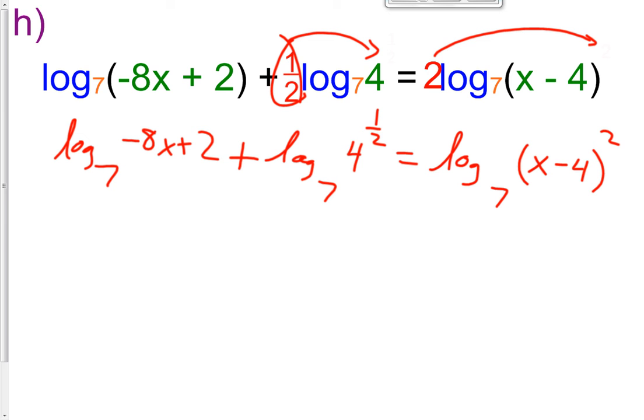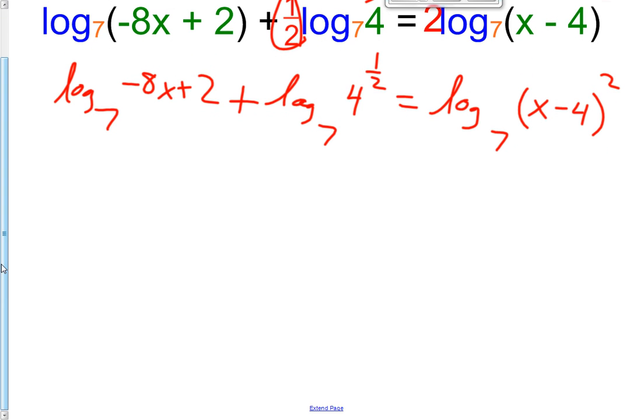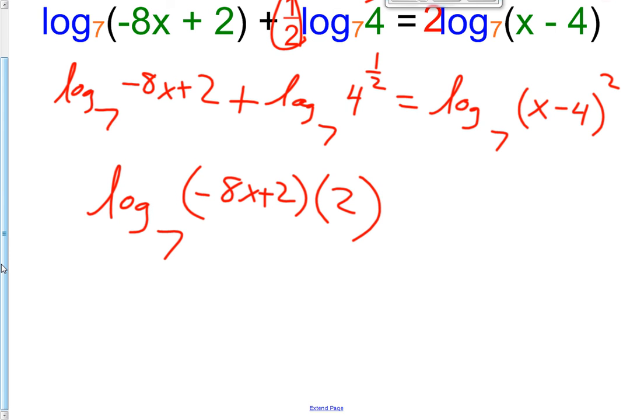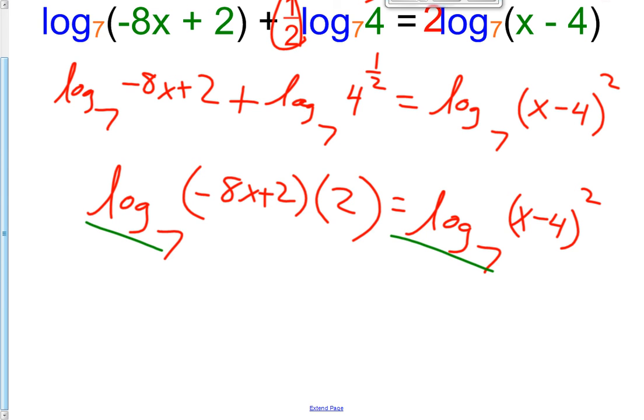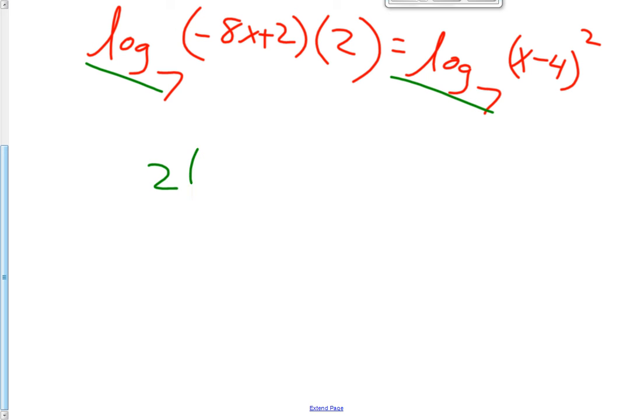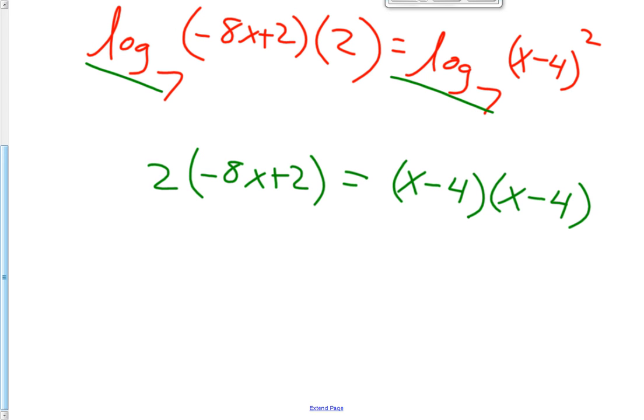You're going to combine the two log base 7s using the product rule, so it's the log base 7 of negative 8x plus 2 multiplied by 4 to the 1/2. 4 raised to the 1/2 power, you can put that in your calculator, it's the same thing as 2. That equals the log base 7 of x minus 4 squared. Now, as you've seen many times today, log base 7, I can set 2 times negative 8x plus 2 equal to x minus 4 quantity squared, which is x minus 4 times itself.